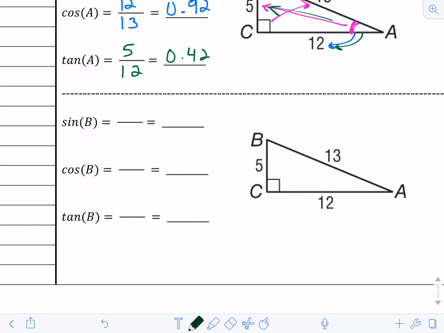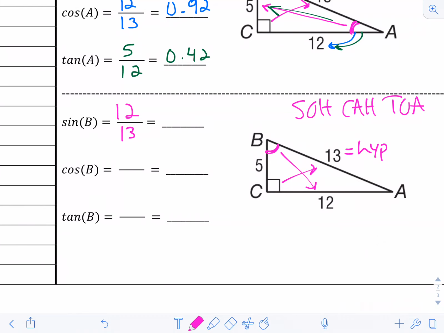Okay, so now we are looking at B. So again, I'm going to write down SOHCAHTOA. And we're doing B now. Okay, so sine is opposite over the hypotenuse. So again, this will always be your hypotenuse. Opposite here is 12, hypotenuse is 13. 12 divided by 13 is 0.92. Okay, cosine is adjacent. Well, adjacent to B is 5. Hypotenuse is always 13. Remember, that's your CA part right here. Adjacent and hypotenuse. 5 over 13 as a decimal is 0.38.